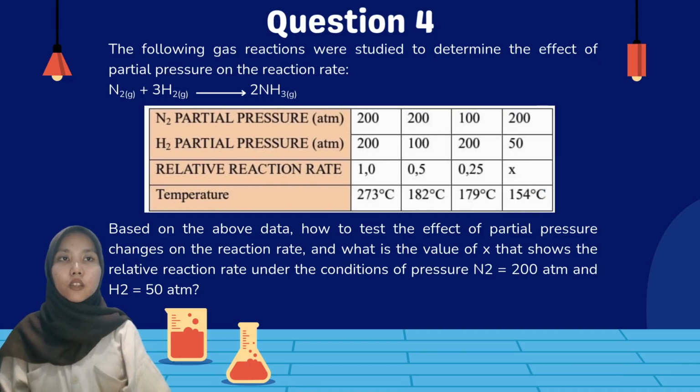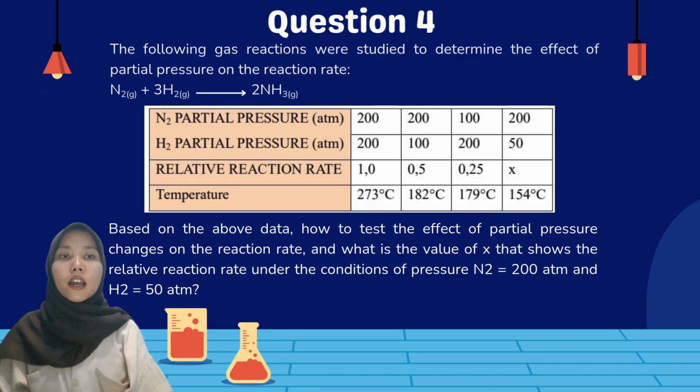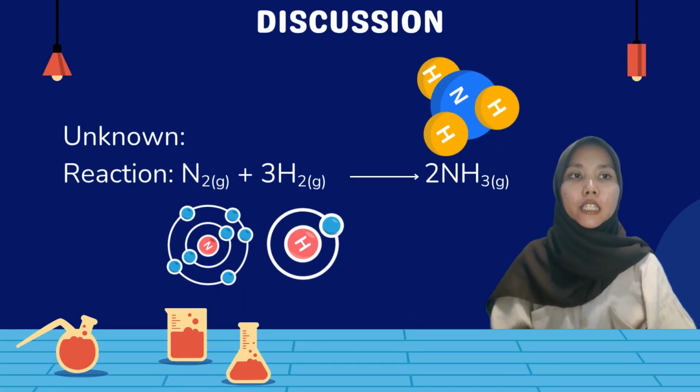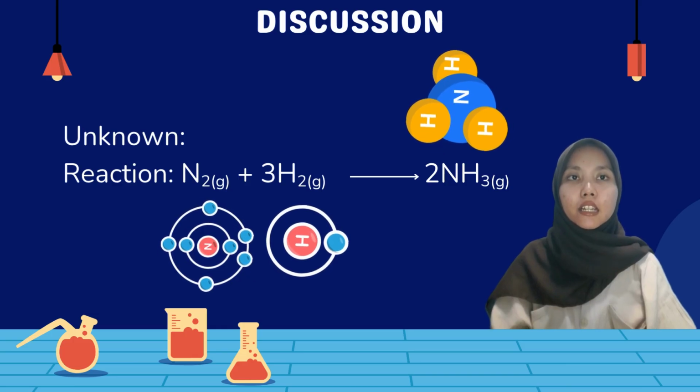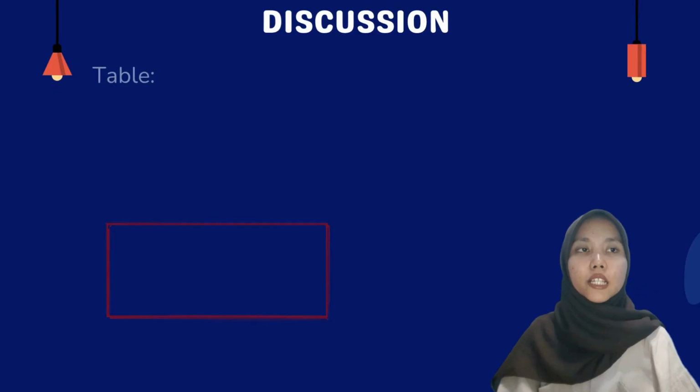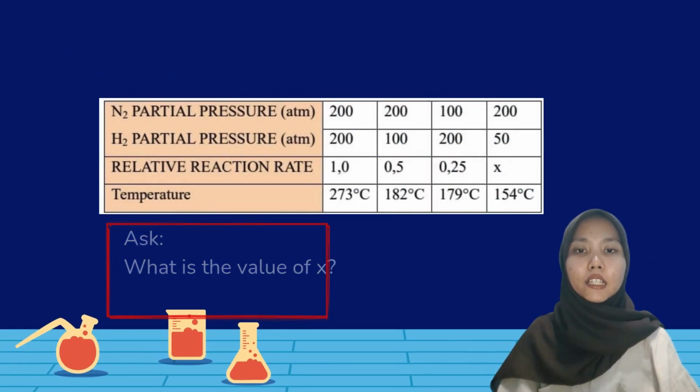This question is based on a reaction rate table with change in partial pressure. The reaction is nitrogen gas plus 3 hydrogen gas gives ammonia gas. Main question: what is the relative reaction rate when the pressure of N2 is 200 atmosphere and H2 is 50 atmosphere? Now let's discuss. This question is about the effect of partial pressure on the reaction rate. The reaction is nitrogen gas plus 3 hydrogen gas gives ammonia gas. The question is what is the value of X?